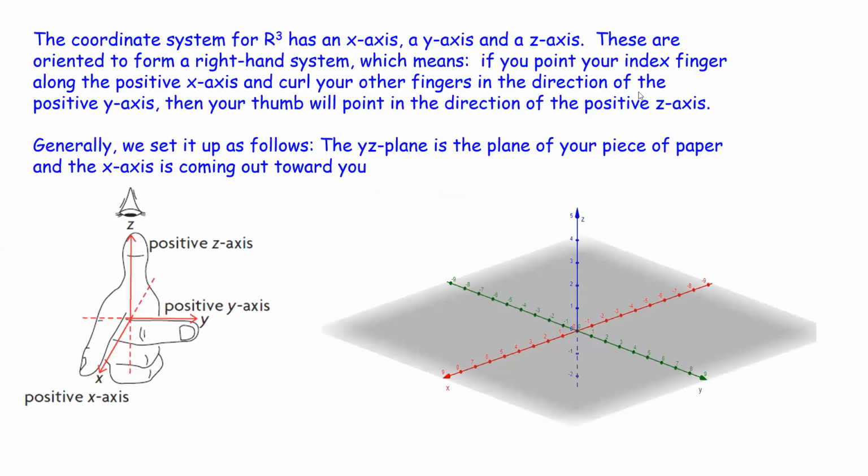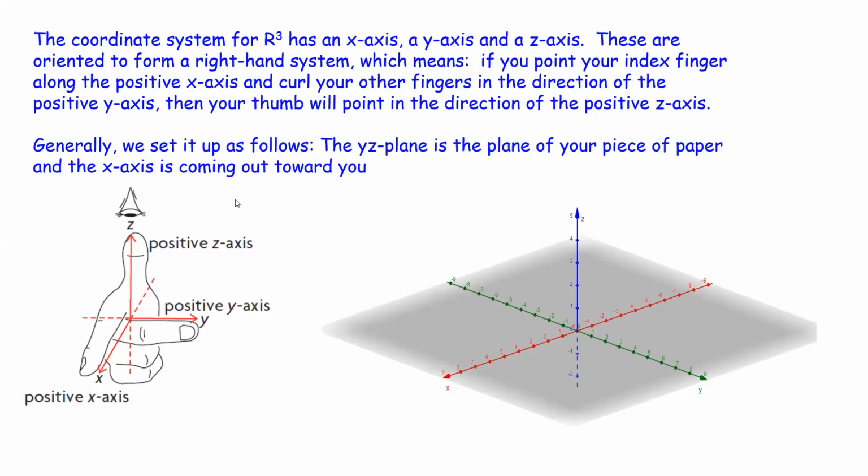If you point your index finger along the positive x-axis, so if you can see where my cursor is, your index finger is pointing along what we'd normally call the x-axis, and you curl your fingers in the direction of the positive y-axis. So that's your positive y-axis here. So this is the x and the y-axis. Then your thumb will point upwards, and that's your z-axis.